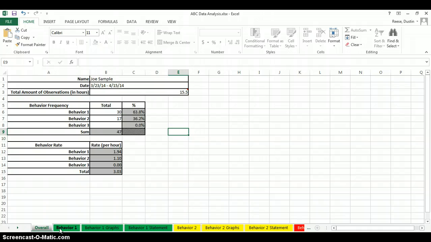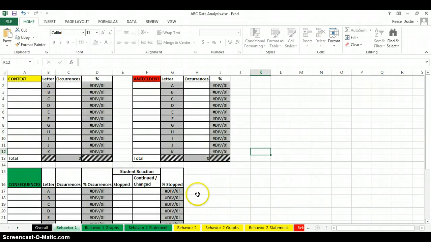So now let's move on to the behavior tabs. Let's just do disruptive behavior for the sake of time. So I click on behavior 1, and this is where you take the data analysis sheets that you used when you were recording the behavior and transfer it over to this sheet. So if you recall, you collected context data, antecedent data, and consequences data. So based on that, you just transfer the information. So let's say with behavior 1, which is disruptive behavior, it occurred 3 times in context A, 4 times in B, 7 times in C, 2 times in D, and let's do one more. It occurred 9 times in E.